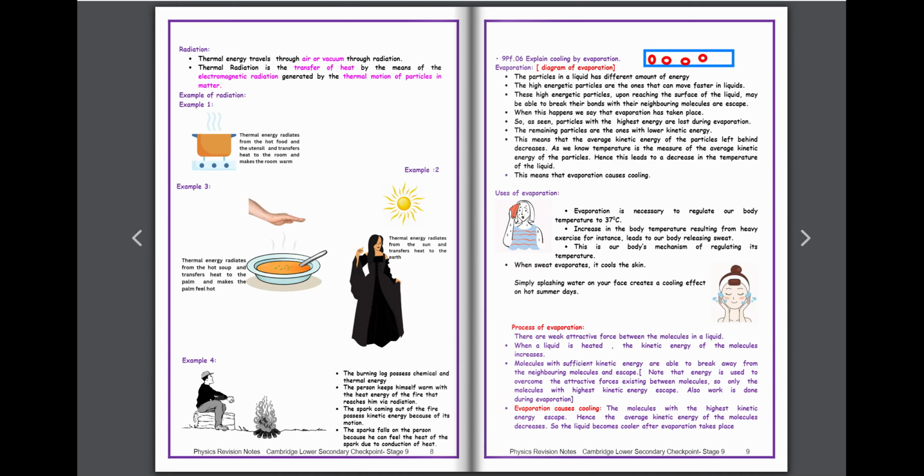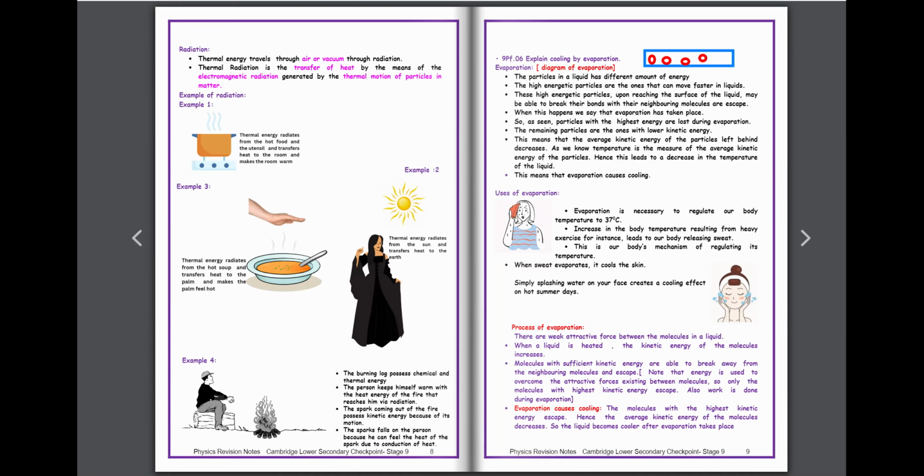Okay. Now, what is it saying? The first one, the particles in a liquid have different amounts of energy. So all particles don't have the same amount of energy. Next, they are telling you the high energetic particles are the ones that can move faster in liquids. Obviously, when the particles have more kinetic energy, they are going to be able to move faster throughout the liquid. Now, next thing they're telling you, these high energetic particles, upon reaching the surface of the liquid, may be able to break their bonds with their neighboring molecules and escape.